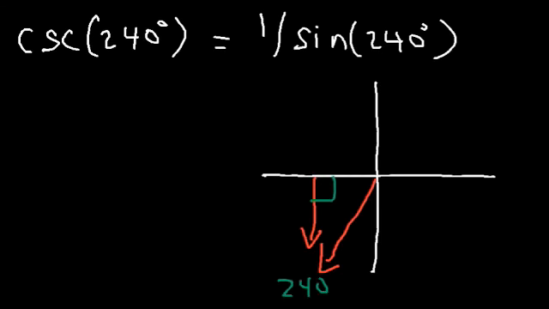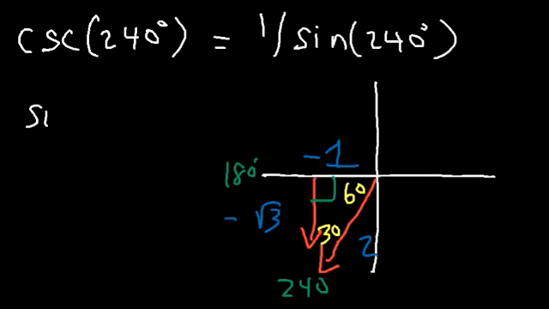So 240 is over here. It differs from the x-axis 180 by 60. So the reference angle is 60, and this angle here is 30. So across the 30 is 1, across the 60 is root 3, across the 90 is 2. So both x and y are negative in quadrant 3.